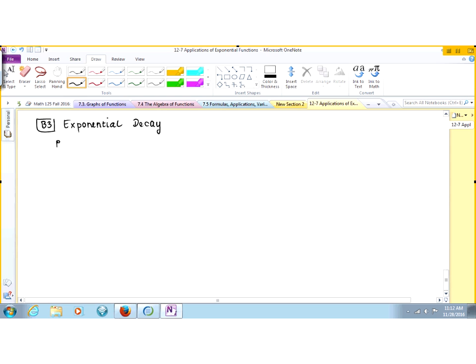Okay. So the formula is still the same. P of t is P0 e to the kt. But what happens here? K is less than 0. So this is decay rate. When K is greater than 0, then it's a growth rate, average growth rate. This is average decay rate. All right.